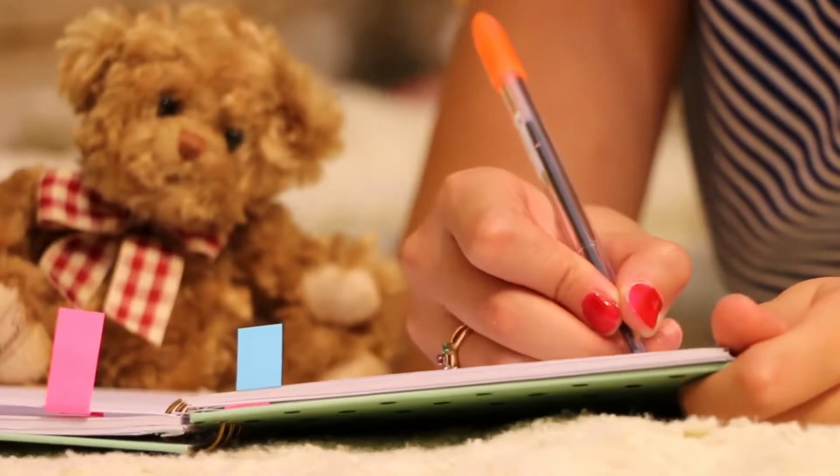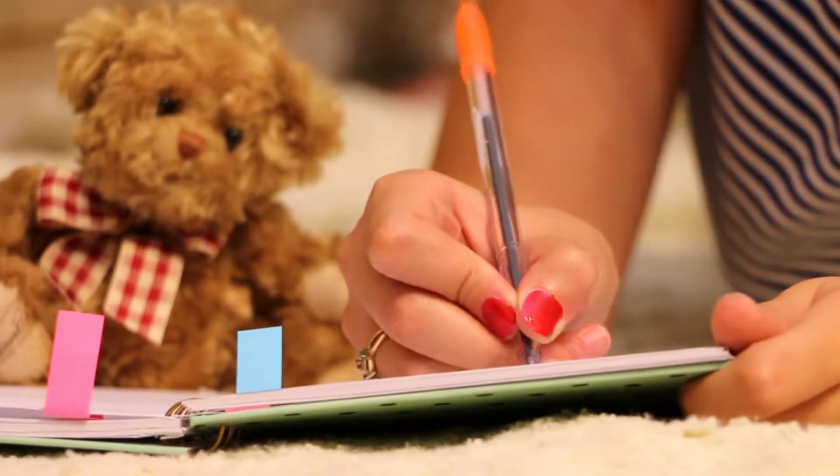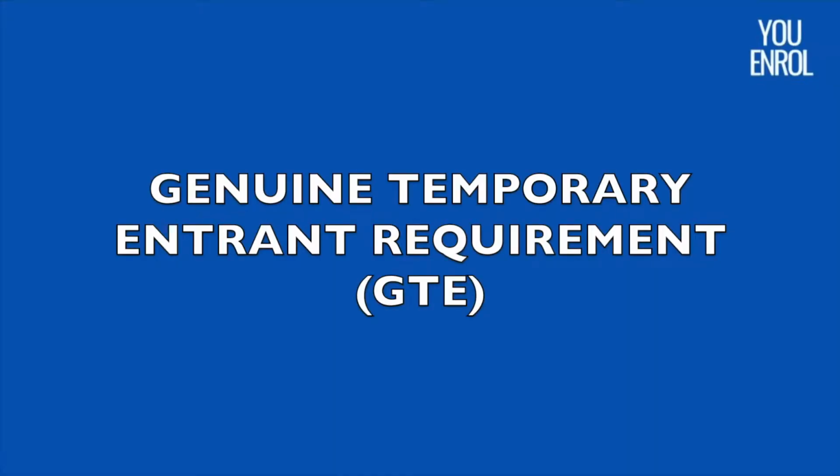Being aware of what to look out for and being prepared before any potential issues arise with your own application will help you to lodge a complete and correct application and will then maximize your chances of being granted a student visa to Australia. The first point is the Genuine Temporary Entrant requirement, called the GTE.